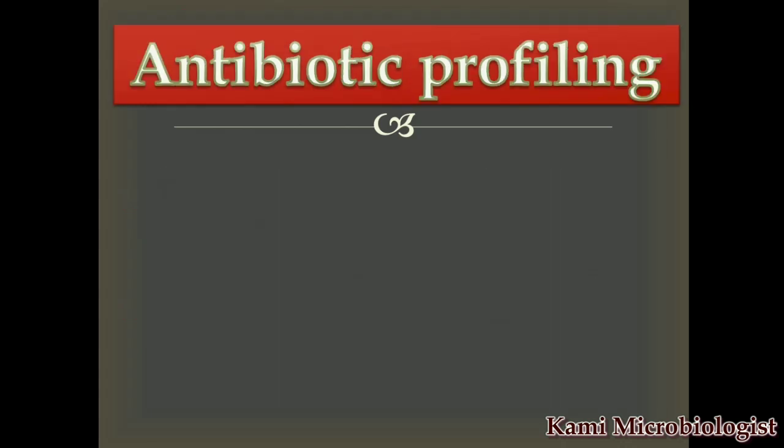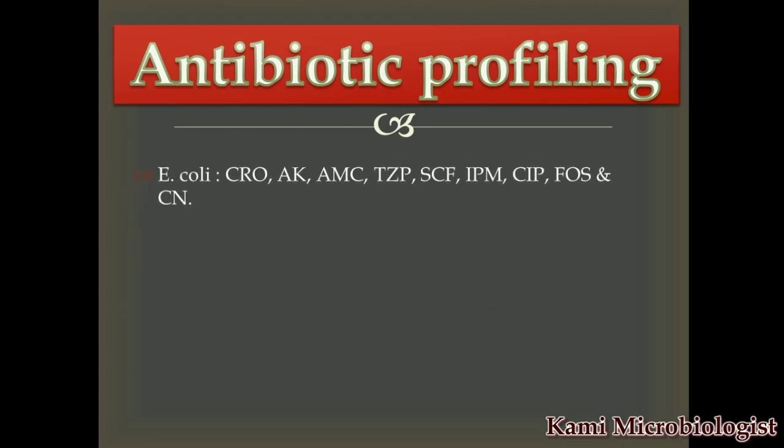Antibiotic profiling. Remember guys, if you get E. coli, these are the antibiotics you must use in case of E. coli: ceftriaxone, amikacin, amoxicillin plus clavulanic acid, tazobactam, sulbactam, imipenem, ciprofloxacin, fosfomycin and gentamicin. Enterococcus: if you get enterococcus, you will use ampicillin, vancomycin, doxycycline, linezolid, gentamicin. You can also mention 5 more antibiotics, but these are the common antibiotics that you must use. If you add 5 more antibiotics, it will make your report more valuable.